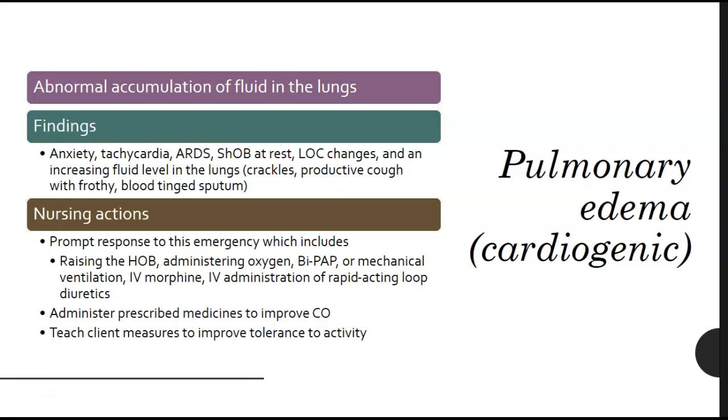Nursing management for these individuals: you want to raise the head of the bed, give them oxygen, BiPAP, or ventilation. Also, to help with the anxiety, IV morphine will help decrease some of that rapid breathing, especially if they're panicking and breathing too much. Give loop diuretics to help get rid of that extra fluid that is backing up. Give them medications as prescribed to improve cardiac output, and teach clients a way to improve their tolerance to activity moving forward.